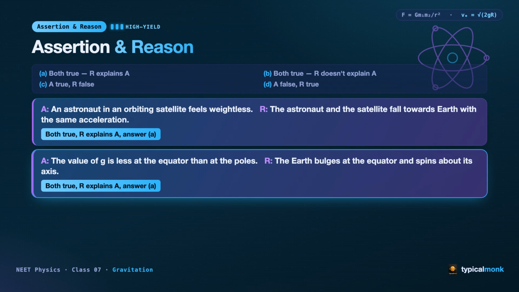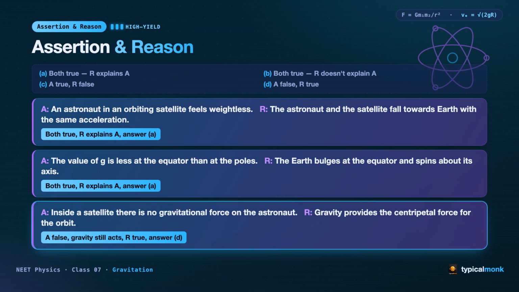Second one. Assertion. The value of g is less at the equator than at the poles. Reason. The Earth bulges at the equator and spins about its axis. Both are true, and the reason is exactly the cause. The extra distance from the center and the spin together weaken g at the equator. Both true. Reason explains. Option A.